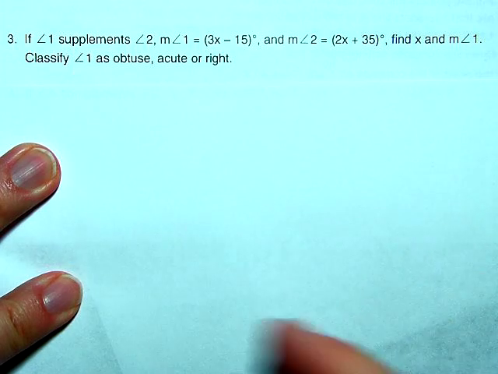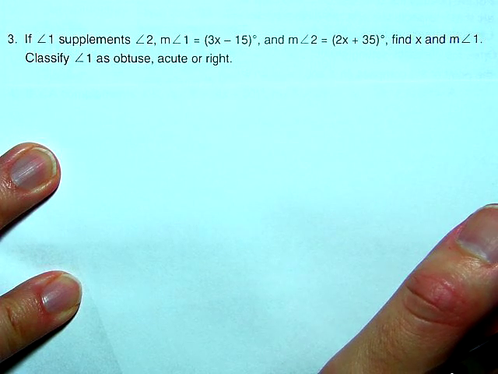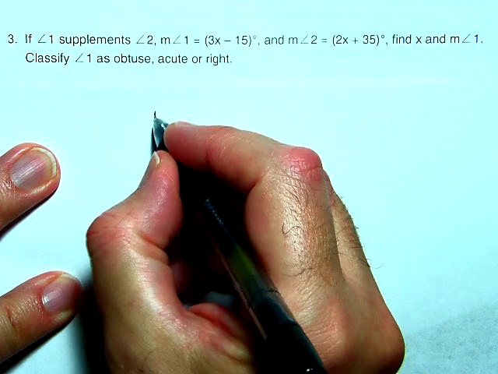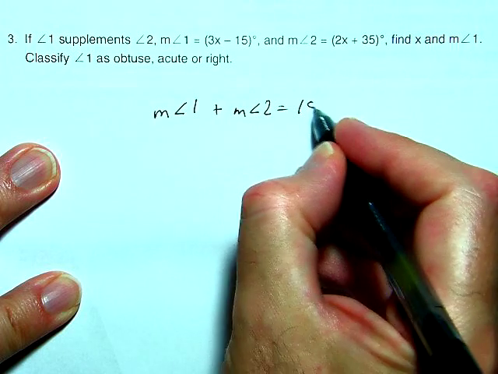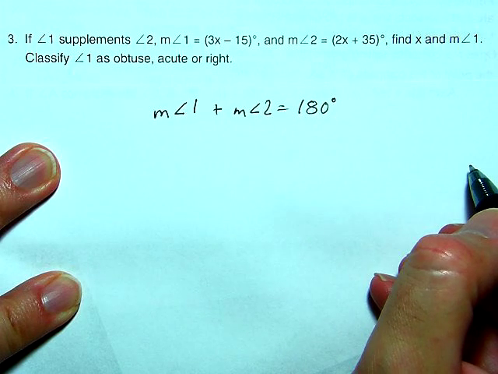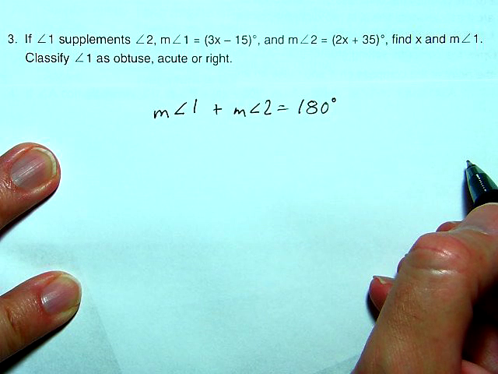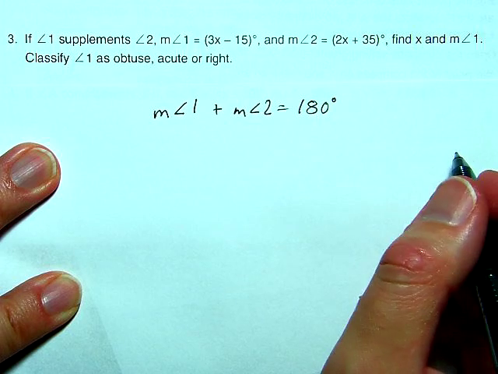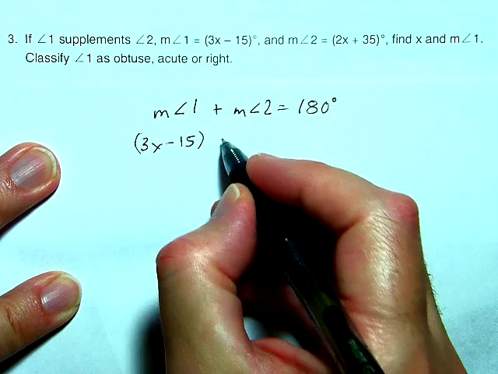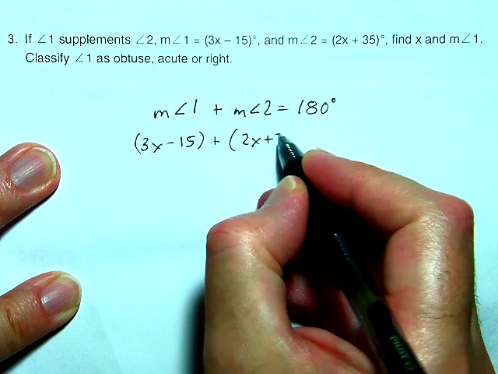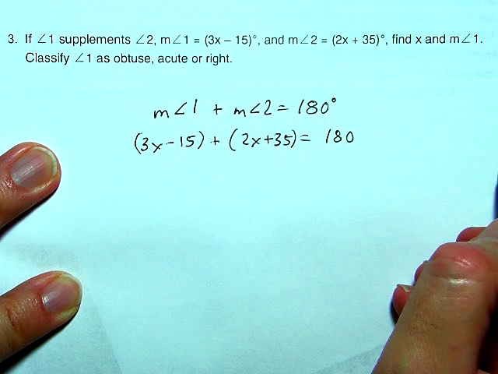So what does it mean if angle 1 supplements angle 2? Again, you should try this problem on your own first, and then look at the solution. If angle 1 supplements angle 2, it means the measure of angle 1 plus the measure of angle 2 is equal to 180 degrees. That's what you need to know before you start to get an equation that you're going to solve. We know that the measure of angle 1 is the expression 3x minus 15 degrees, and the measure of angle 2 is 2x plus 35 degrees. Those two quantities have to add up to 180. So we need to solve for x.